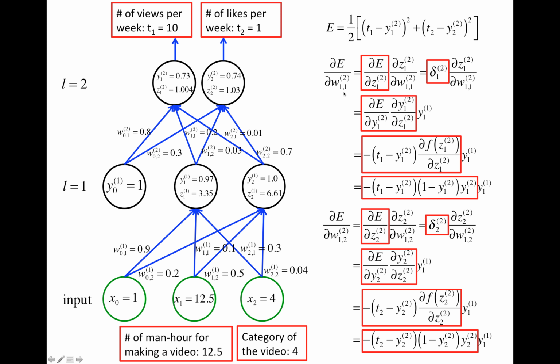So we have obtained one derivative by just applying the chain rule successively. And we can also apply the same approach to evaluate the derivative of the error with respect to, for example, the weight W212.